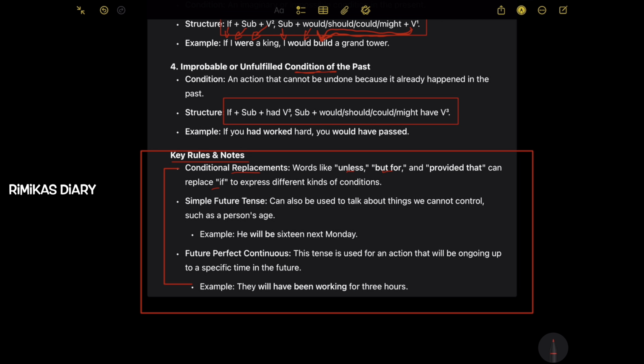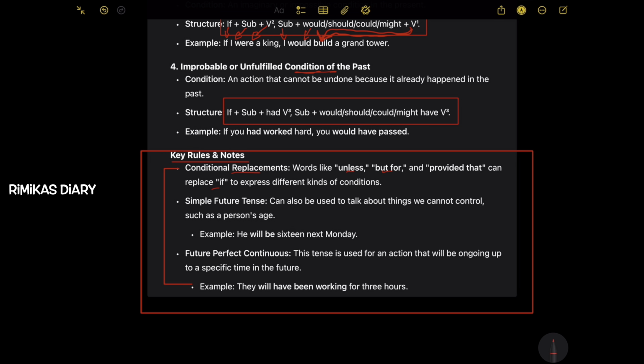Simple future tense can also be used to talk about things that we cannot control, such as a person's age. Example: he will be 16 next Monday. So simple future tense is also used for things that we cannot control, like a person's age.